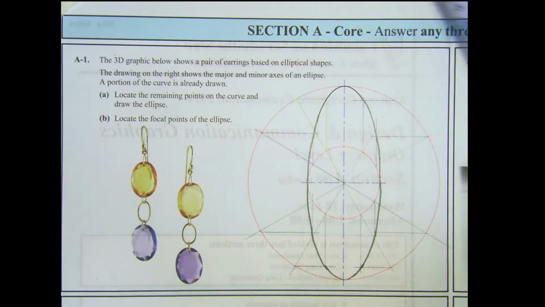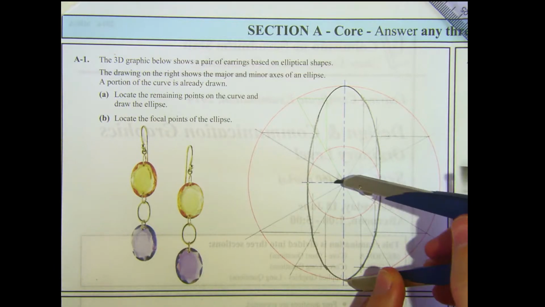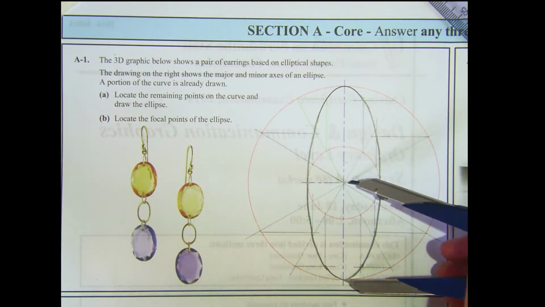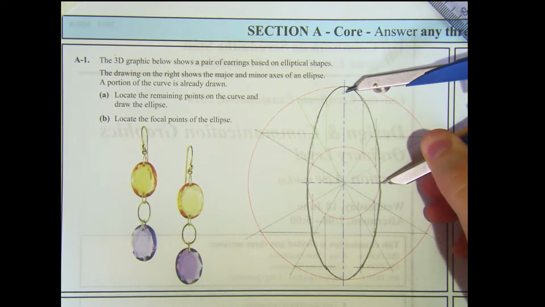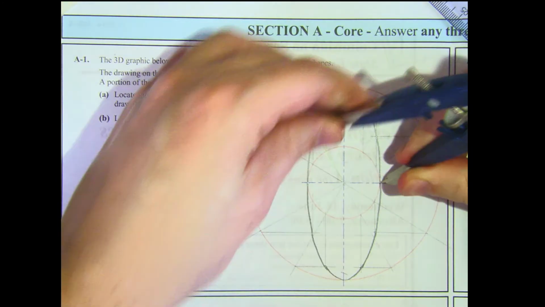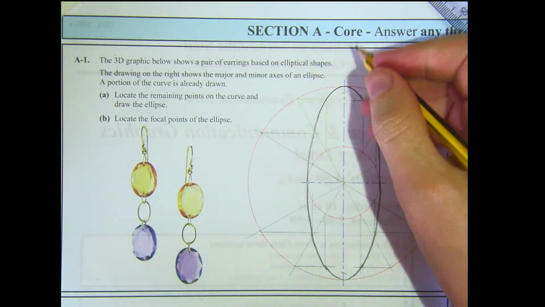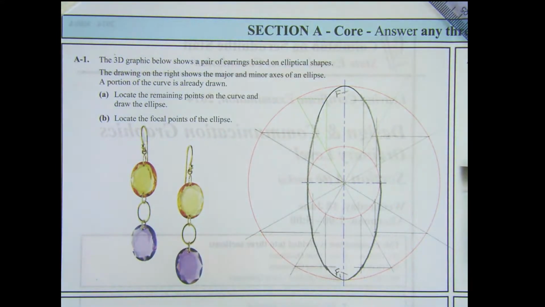So the final part of question A1 is to find the focal points. The focal points are found by measuring half the major axis, and putting the point of the compass onto the end of the minor axis, swinging an arc so that it cuts the major axis. It'll cut it in 2 places, so here and here. And there are 2 focal points. Make sure you label them F and F1.